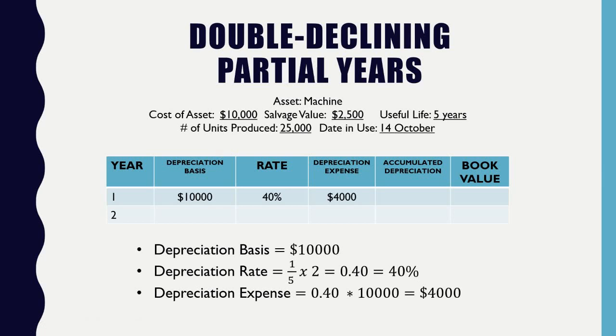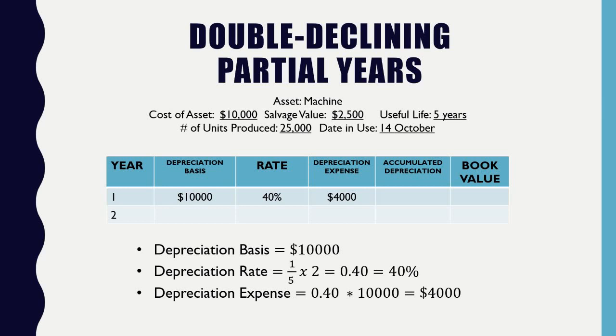You're going to figure out what your rate is, which is 1 divided by the estimated useful life of 5, times 2, right? So 20% times 2 makes it 40%. So in this case, I'm going to calculate it right now. Basis times rate. So 10,000 times 40% is going to be $4,000. Now in this case, that is for the whole year.